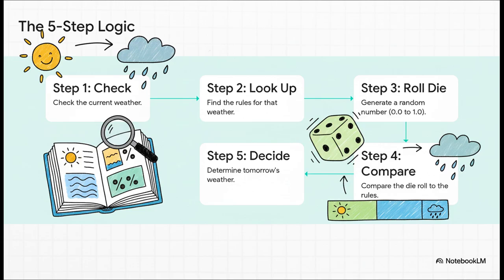Third, and this is the really clever part, it rolls a digital die. It just generates a random number between 0 and 1. Fourth, it compares that number to the rules. If the number is, say, 0.7, that's less than 0.8, so it falls squarely in the sunny bucket. But if it rolled a 0.9, well, that's in that top 20%, so it lands in the rainy bucket. And the final step is just making the decision. That one random number measured against our probabilities decides the future.